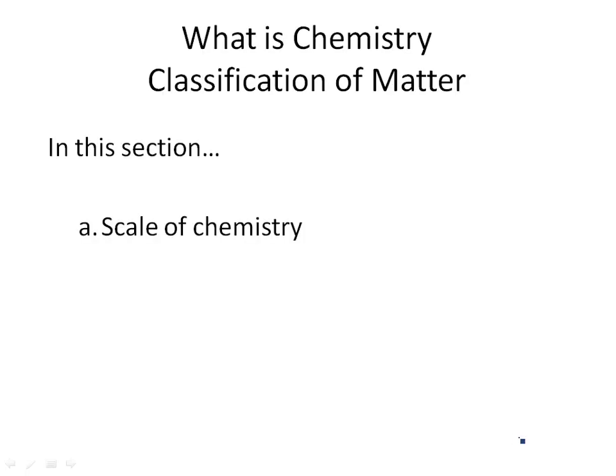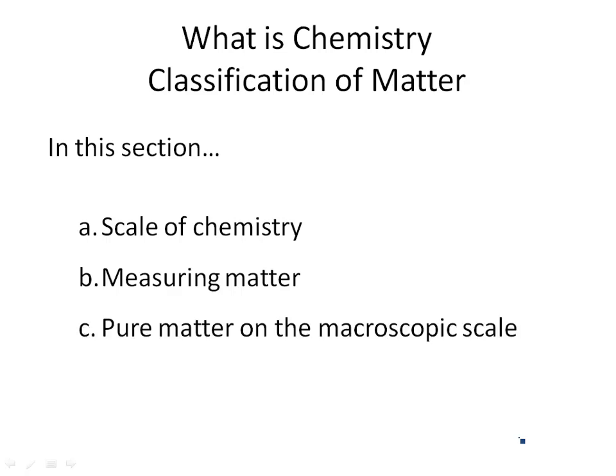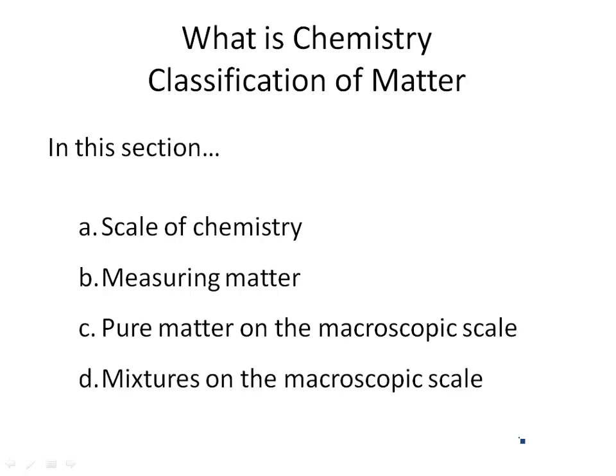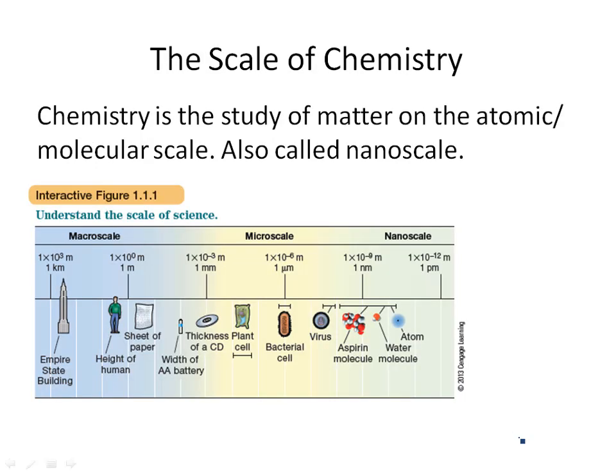In this section, we're going to look at the nature of chemistry and the classification of matter. So we'll start out by talking about the scale of chemistry, how big things are that we consider as chemists. We'll talk about how matter is measured as chemistry, as a science, handles it. We'll look at pure matter on the macroscopic scale, and we'll look at mixtures on the macroscopic scale, and we'll also look at things on the atomic scale.